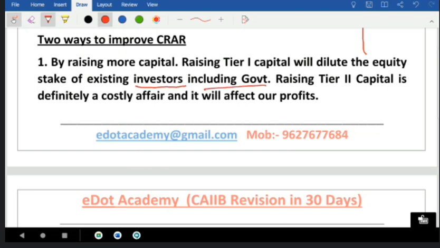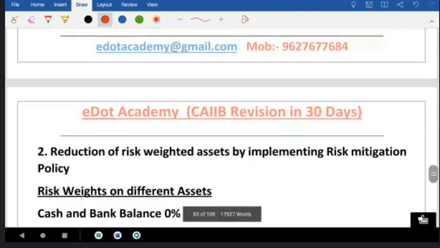That means they will dilute the equity stake because you are increasing the capital. Then the equity of the shareholder will be diluted. Raising tier 2 capital is a costly affair, because it is risky: you have to borrow money, and if you borrow money, you have to pay the interest. Finally, it will affect our profit. So these limitations are there, and you have to maintain a balance.